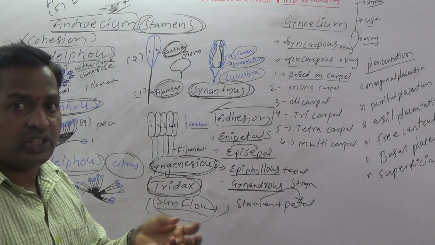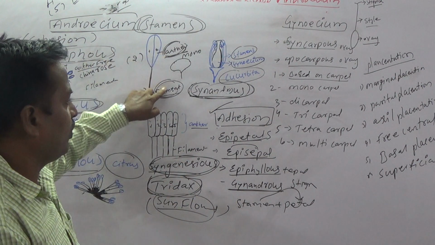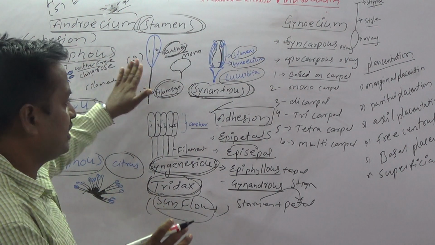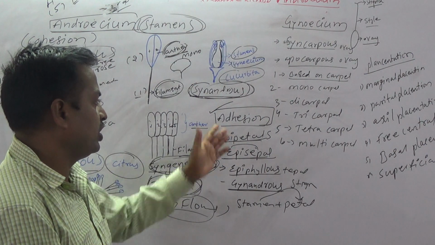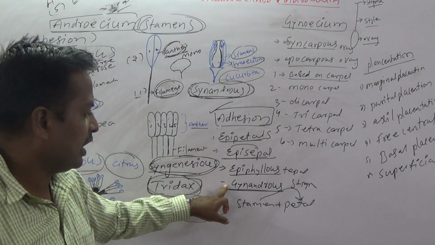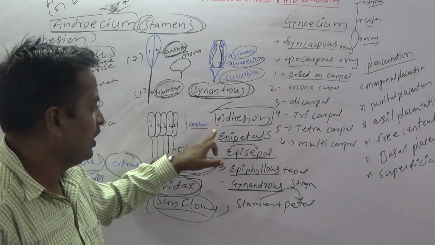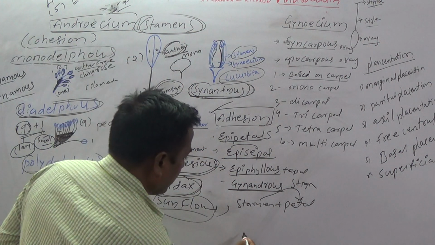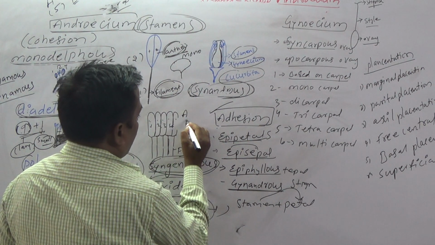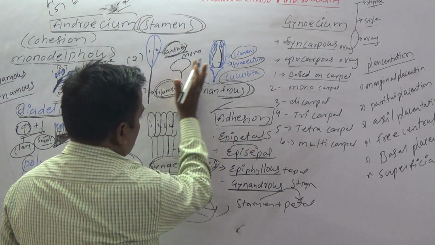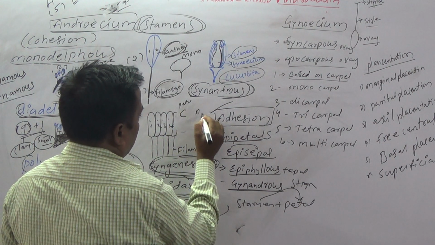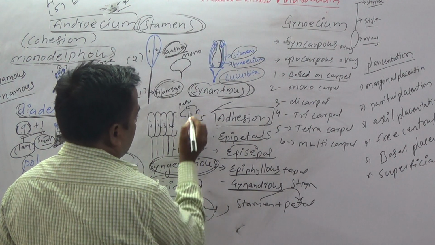Students, once again, adhesion is nothing but stamens united with floral parts. Cohesion is nothing but staminal parts united, either anthers or filaments. Where stamens are united with various floral parts, that is adhesion: epipetalous, episepalous, epiphyllous, gynandrous. The examples are very important. In the epipetalous formula, C petal and A5. So this is the epipetalous condition.